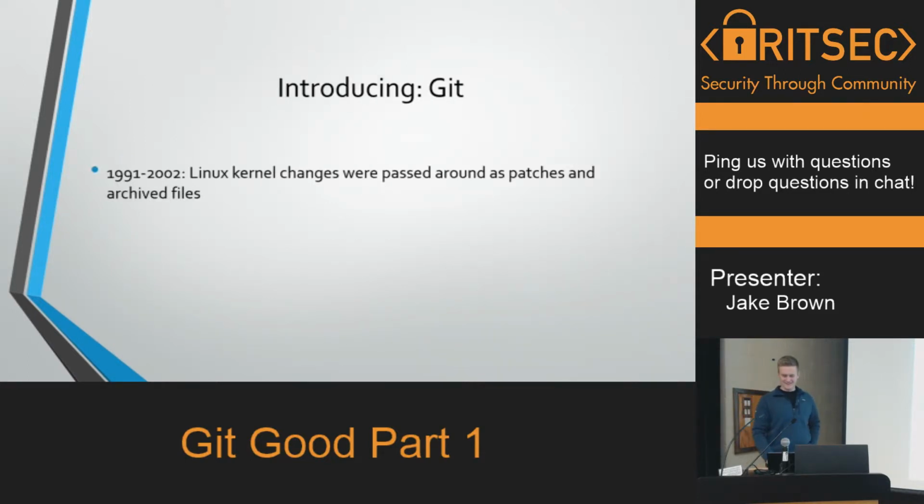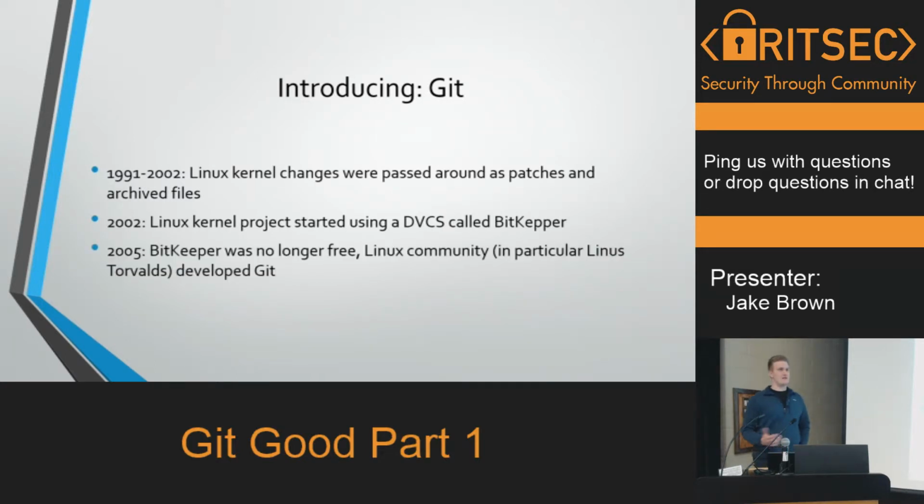So as a quick history lesson for all you trivia nerds, Git was created to manage the Linux kernel project. From 1991 to 2002, they were managing it by passing around patches and archive files. In 2002, they decided that this was not a good approach. So instead, they used a distributed version control system called BitKeeper. And then in 2005, BitKeeper decided that, you know what, we're not going to be free anymore. And the Linux community, and in particular Linus Torvalds, developed Git. Git is a distributed version control system.